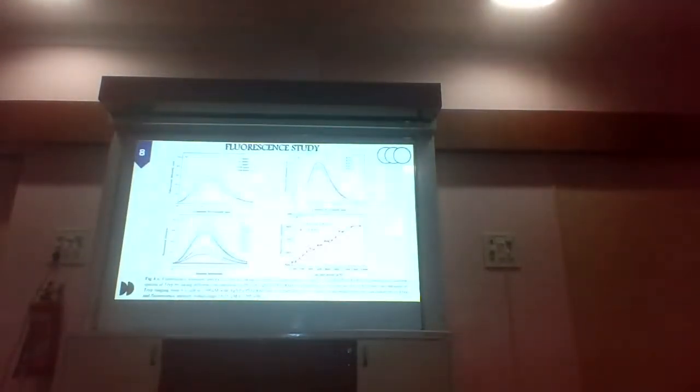This is the fluorescence study. Figures A and B are the control study of the nanocomposite using different concentrations of silver nanoparticles and different concentrations of PEG. Figure C represents the fluorescence spectra of the nanocomposite with various concentrations of tryptophan ranging from 0.01 micromolar to 1500 micromolar. And figure D represents the linear relationship between the concentration of tryptophan and the fluorescence intensity.